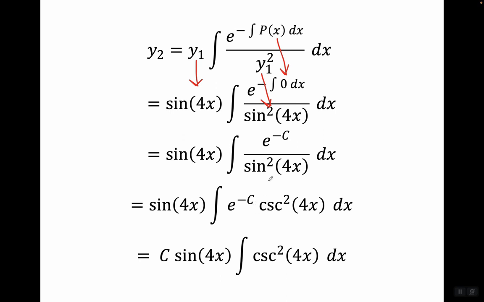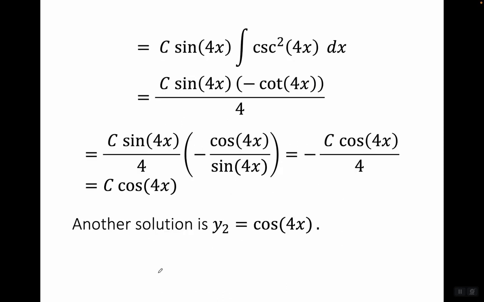And we can write sine squared 4x as cosecant squared 4x. I do that because then we can integrate cosecant squared easily enough. Now, c is just a constant, so I can just write e to the negative c as just plain c, because c is just some random constant. So e to the negative c is just some random constant as well. Okay, and we pull that to the outside. So we have this integral.